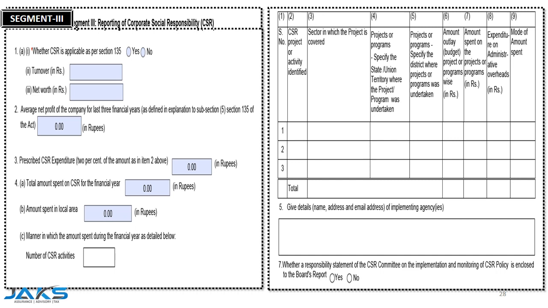In case the company has an average net loss, the prescribed CSR expenditure can be filled manually. Then we have to fill the total actual CSR expenditure done, the split up of the same, and the amount spent in the local area. Before providing the split up in the tabular form, we have to provide the number of CSR activities engaged. In case the number is more than 20, it has to be provided as an additional attachment.